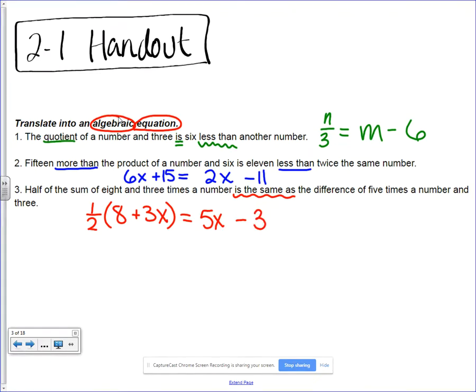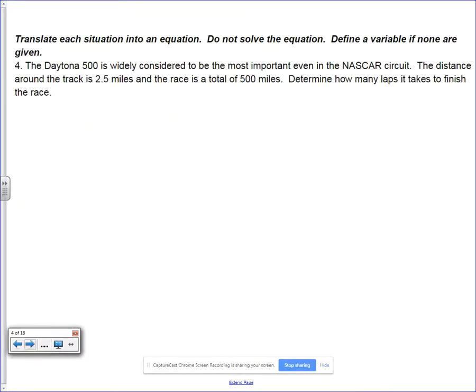Eventually, we will solve these, just not today. Moving on. My next section, we again are going to translate. This is going to be a real-life situation. Again, do not solve the equation, but I do want you to define the variable if I don't give you one to use. So you have to decide what your variable is going to be.